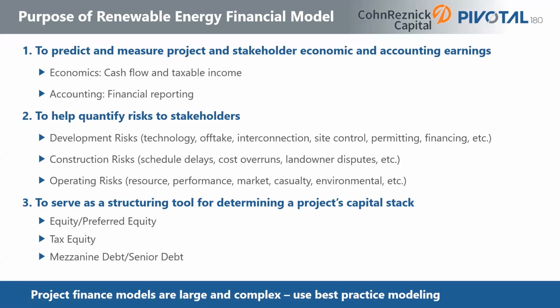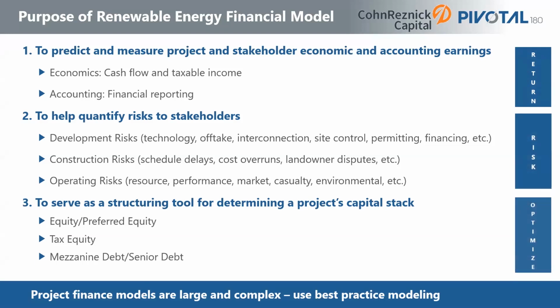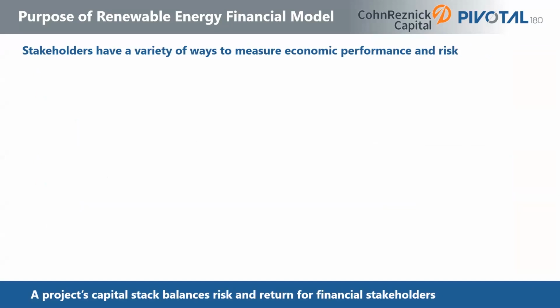To recap, we talked about three primary uses of the financial model. Ultimately, the model allows us to measure return, quantify risk, and optimize the stakeholder mix. Stakeholders have a variety of ways to measure the economic performance and risk of their investment. Let's talk first about the different types of stakeholders.